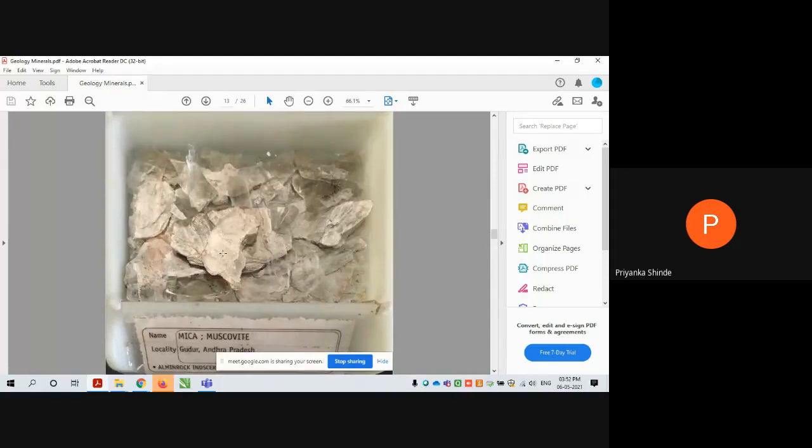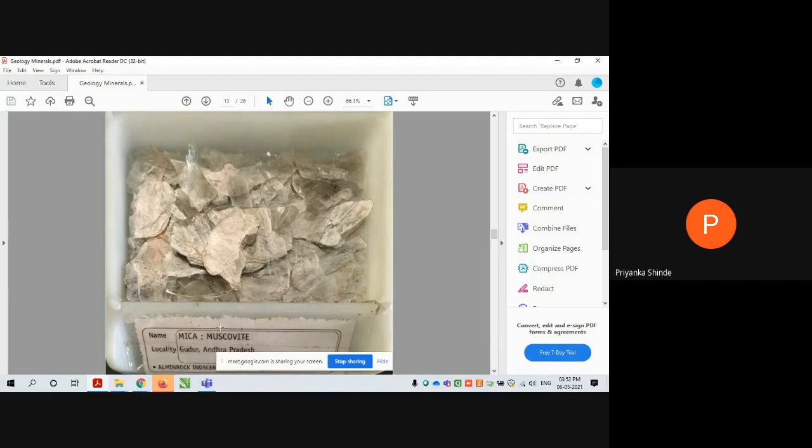Then both these are transparent varieties, and the important property is cleavage. It splits into layers, so it will have one particular direction of breaking. It will break like the pages of a book. It will break in one direction, so it has one set of cleavage, and that is called basal cleavage. Then tenacity: it is very soft. When you apply pressure, it will bend, and if you release the pressure, it will come back to its original state. So that is called what?